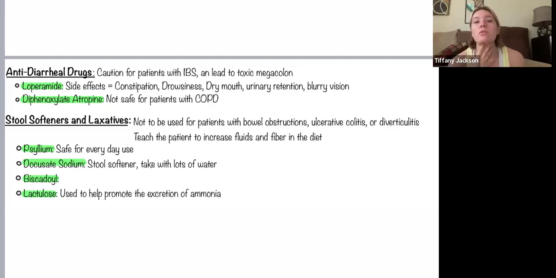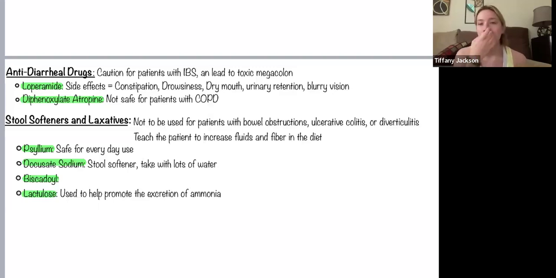Up next, we have stool softeners and laxatives. These medications are not to be used for patients with bowel obstruction, ulcerative colitis, or diverticulitis. Again, we also want to encourage increasing fluids, fibers, and fruits. Psyllium is our only stool softener and laxative that is safe for everyday use. Most of our geriatric population take this every day. This is Metamucil.